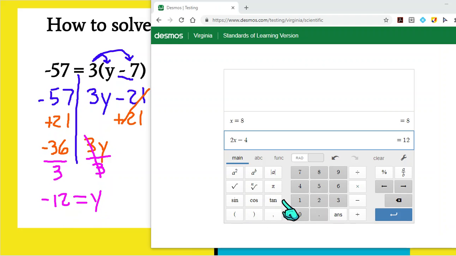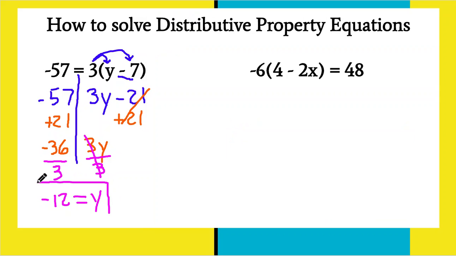Remember, the good thing about equations is I can check my work. So let me clear out my calculator first. I can hit y equals -12. Hit enter because we said y equals -12 here, right? And then I can type in the side that has the y, exactly how it looks. 3 parentheses y minus 7, close parentheses, and I got -57, which is what they wanted. So we got it right. So that is our answer, -12 equals y.